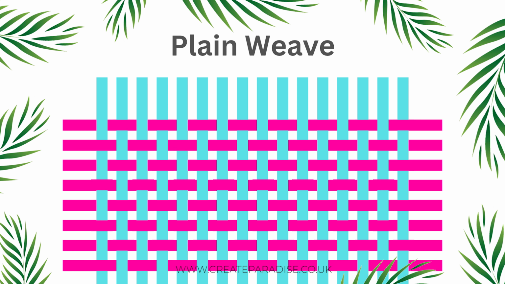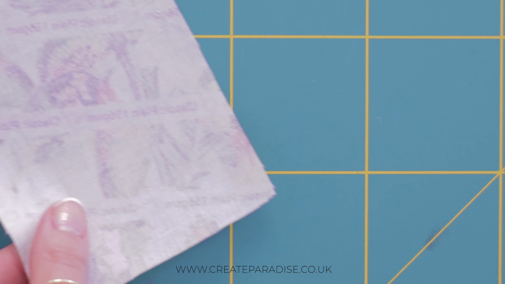A plain weave is made by passing the crosswise thread under and over the lengthwise thread. A plain weave is often used for printed fabric because the texture of the fabric does not interfere with the print design.